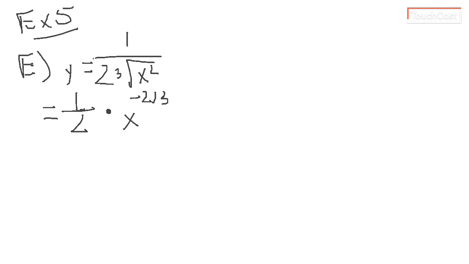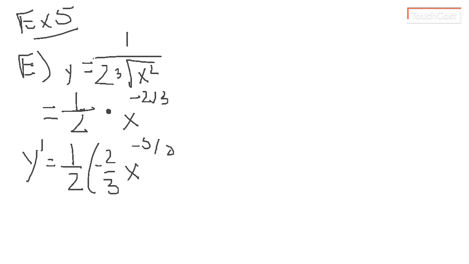So let's find the derivative. Let's find y prime. Y prime is going to be 1/2 times, we bring that negative 2/3 down, and then we take 1 from negative 2/3 for the power. So our power is going to become negative 5/3. Now we're almost done with this one. If we multiplied the 1/2 and the negative 2/3, those 2's, they're just going to cancel each other out. So we're going to have negative 1/3.